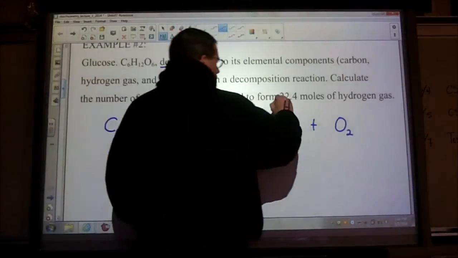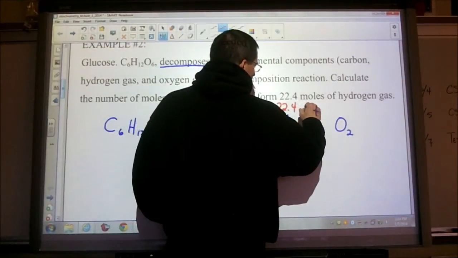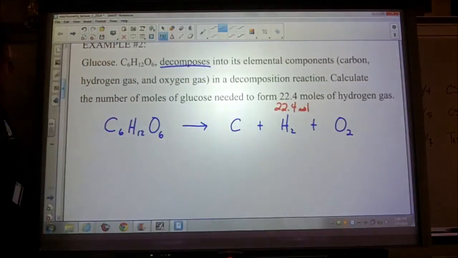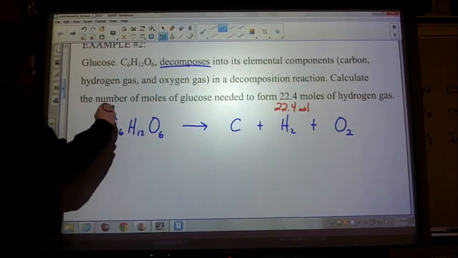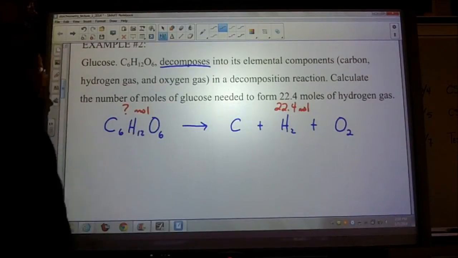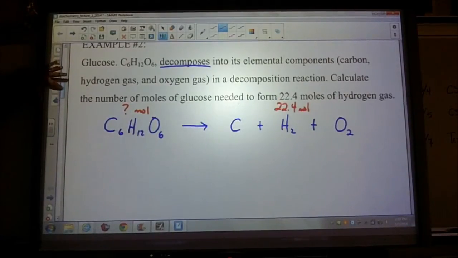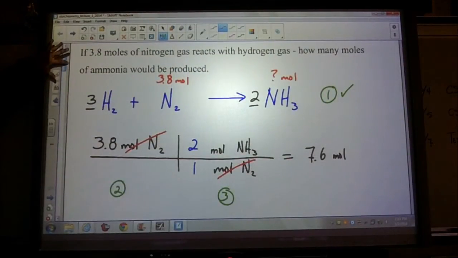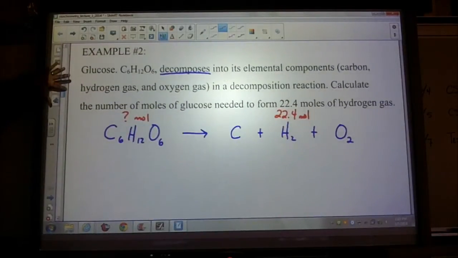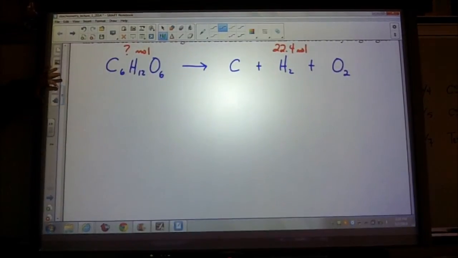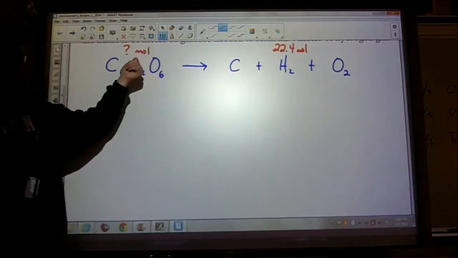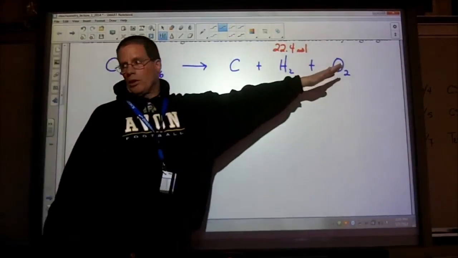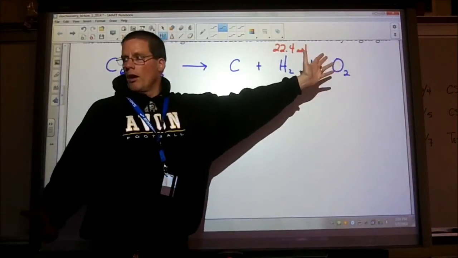We have 22.4 moles of hydrogen. And what's the question asking? Calculate the number of moles of glucose. Now, some of you may have looked at the last question and said, he gave us the information of the reactant, and we were looking for the product. This time he's giving us the product and we're looking for the reactant. It can go either way, so don't freak out. It's still good. We know the hydrogen, we know we're looking for the glucose, and we don't know anything about the carbon or oxygen. Don't worry about it.